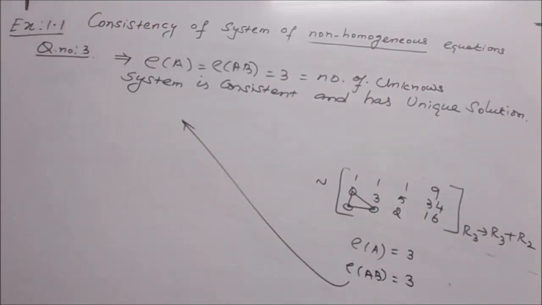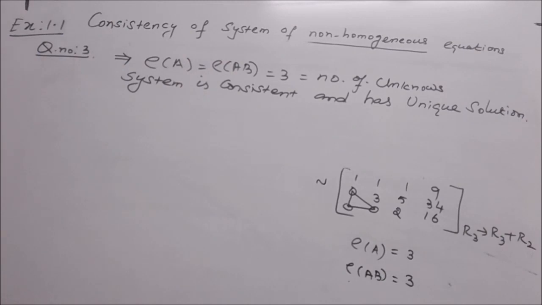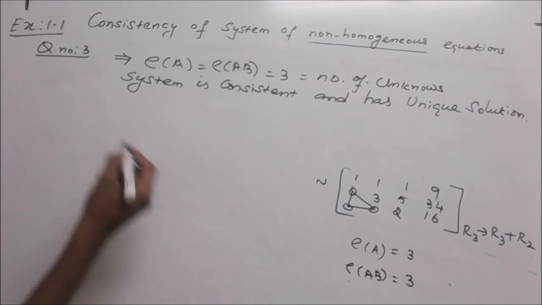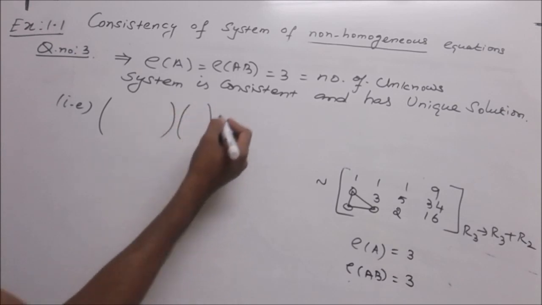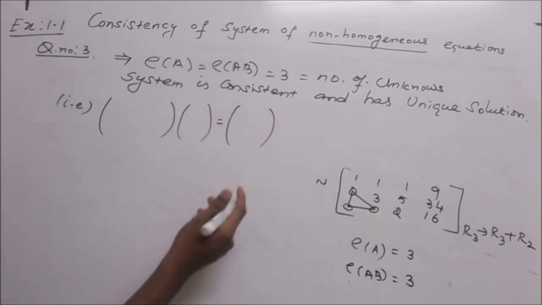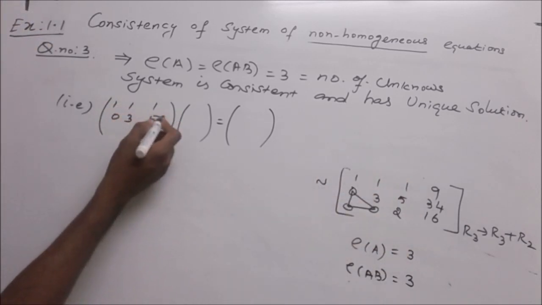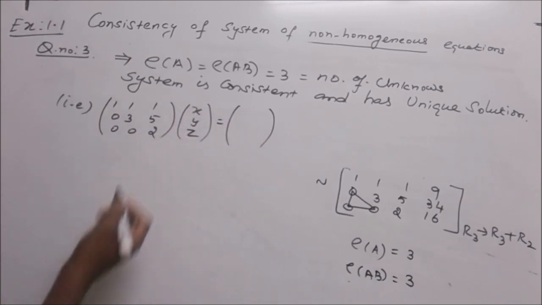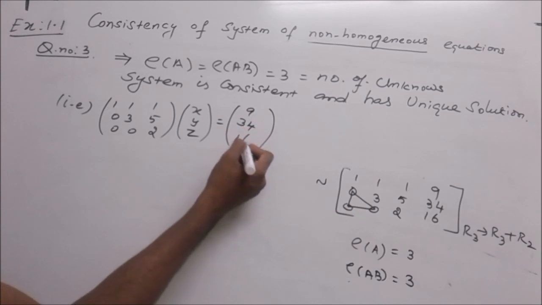Okay, how to find the unique solution? To find the unique solution, just write the last equivalent matrix in matrix form. That is the coefficient matrix, the variable matrix, equal to the constant matrix. The coefficient matrix is 1 1 1, 0 3 5, 0 0 2, the variable matrix is always taken as x y z, and the constant matrix is 9 34 16.